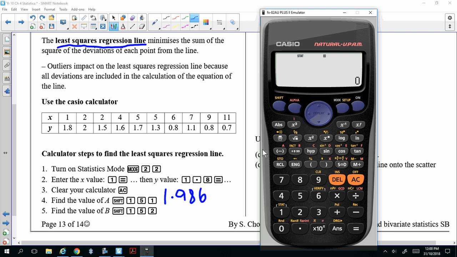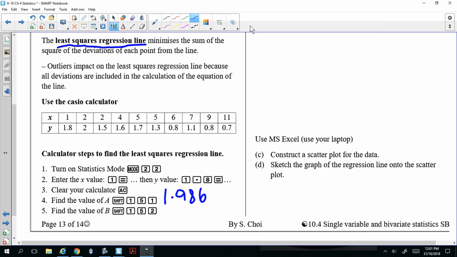Then we'll calculate the value of B. Same thing. Shift 1, 5, 2. 2 is the B. Press 2 equal, negative 0.126. Okay. So what do the A and B stand for?